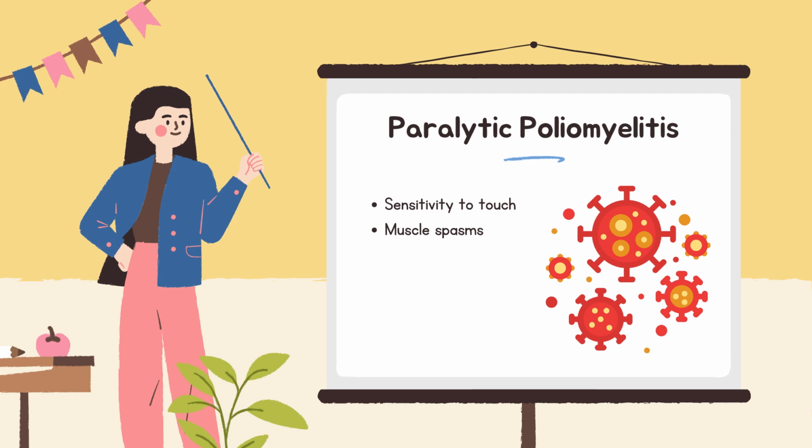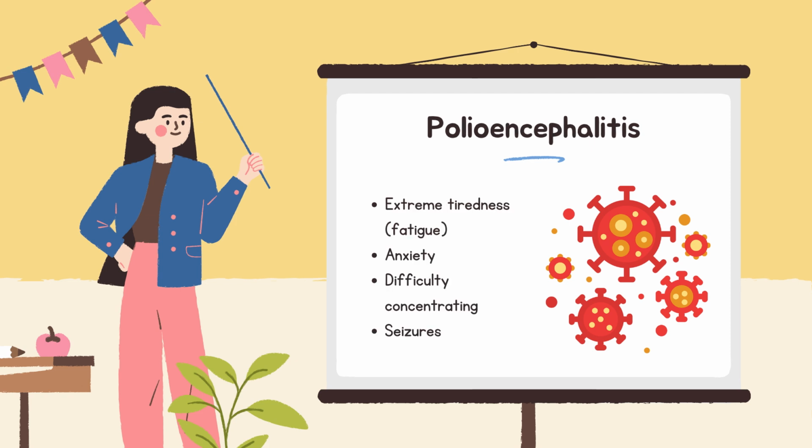Paralytic polio can be further classified into spinal poliomyelitis, which causes paralysis in the arms, legs, or both. Bulbar poliomyelitis affects muscles needed for breathing, swallowing, and speaking. Bulbospinal poliomyelitis is a combination of spinal and bulbar polio symptoms. Symptoms of polioencephalitis. Polioencephalitis can occur alone or alongside flu-like symptoms. It primarily affects the brain and can cause extreme tiredness, fatigue, anxiety, difficulty concentrating, and seizures.